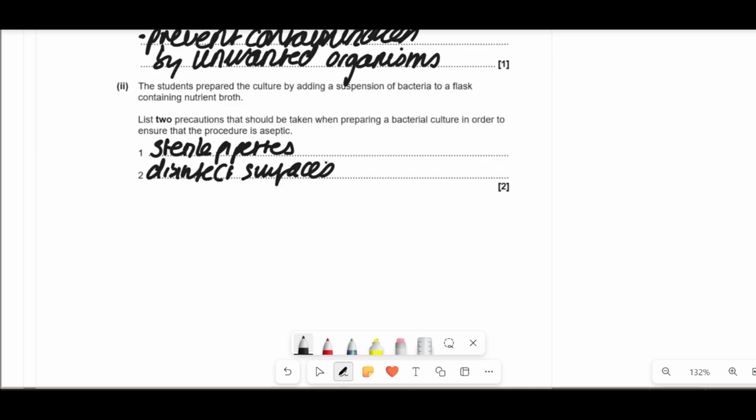Other things you could do is you could have a Bunsen flame nearby, and that makes the air move upwards, so any airborne pathogens will start to float up and away. As well as that, you could put a cover on top of whatever it is, like the bottle, but it needs to not be airtight, or you can start getting anaerobic bacteria. But that's good because it can stop contamination getting in as well.